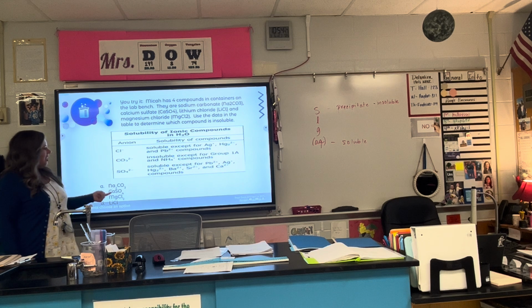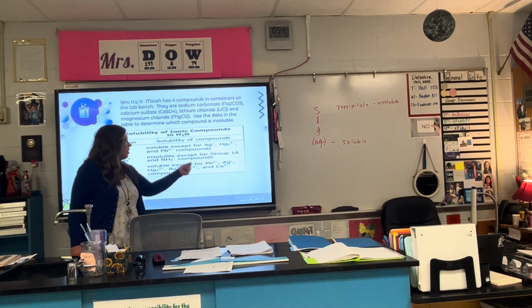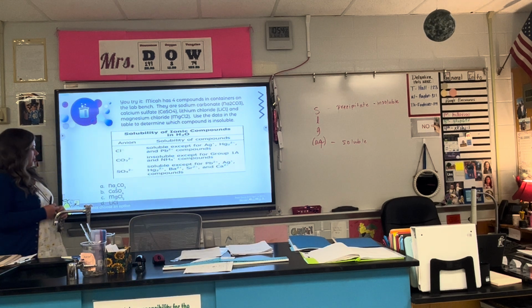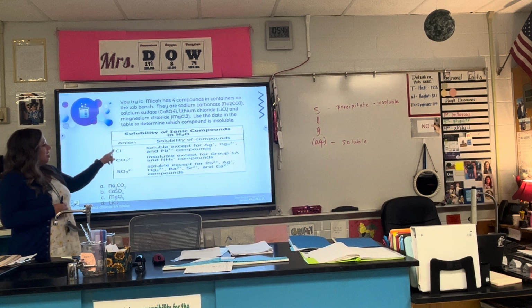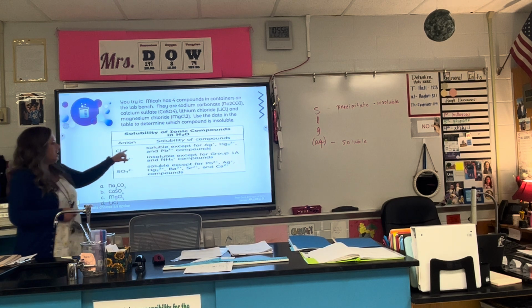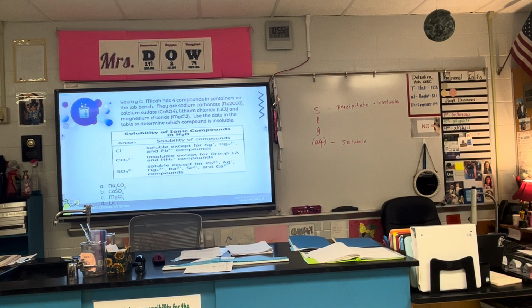Alright, the next one, calcium sulfate. So we look at sulfates. It says soluble except for calcium. So that one is insoluble. Alright, magnesium chloride would be soluble except for those. So that one's soluble. And lithium chloride, same thing. Soluble except for those 3 metals. So our answer there would be B. Calcium sulfate would be the insoluble one. Okay? Question on that?